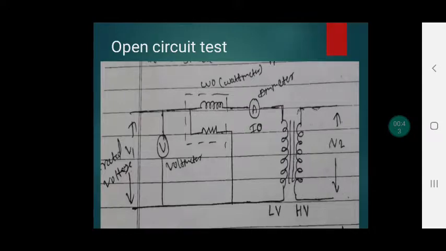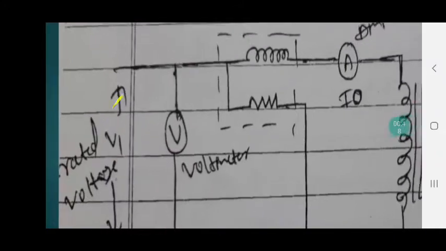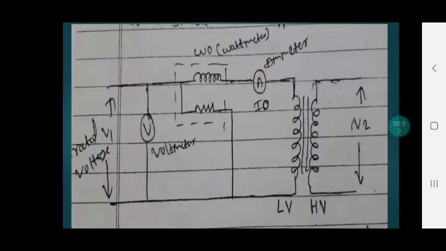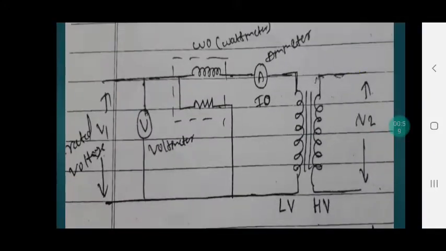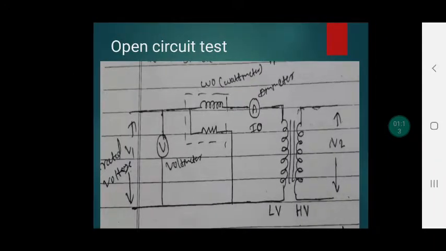The rated voltage V1 is applied to the primary winding, that is the low voltage winding, and you can see the high voltage side is open circuited. Can you see this? The high voltage side is open circuited. So this test is used to find the iron losses. Very important: the open circuit test is used to determine the iron losses.